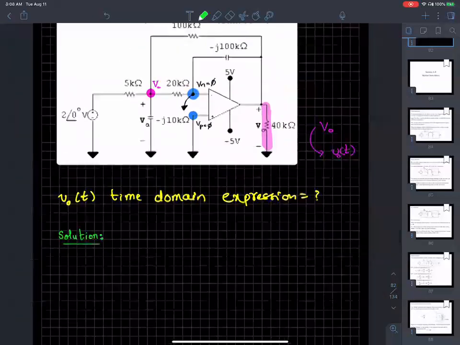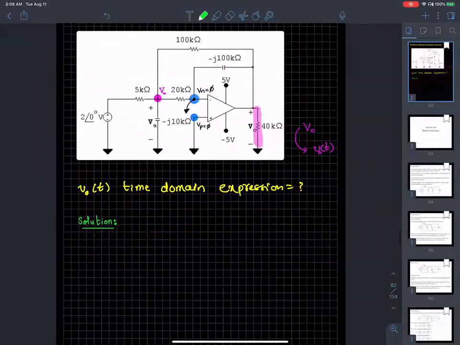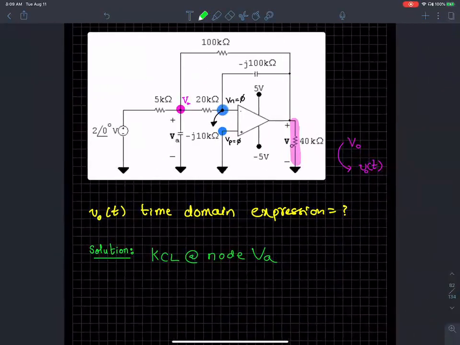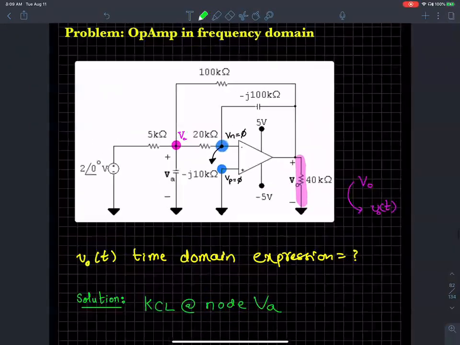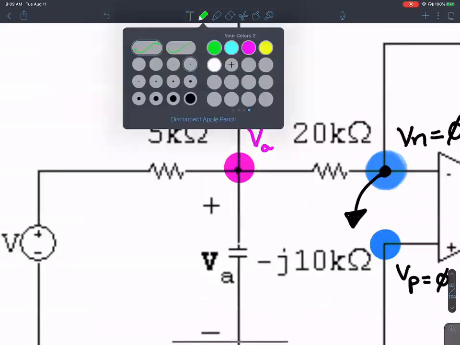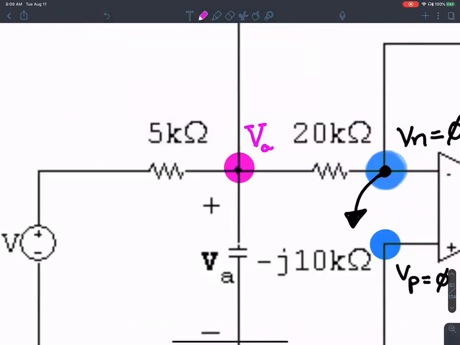Okay, the first thing I'm going to do is KCL at node VA. Okay. KCL at node VA. So if I'm looking at node VA, which is this purple guy, let me identify the currents flowing in there.